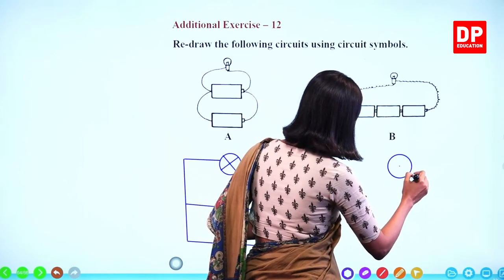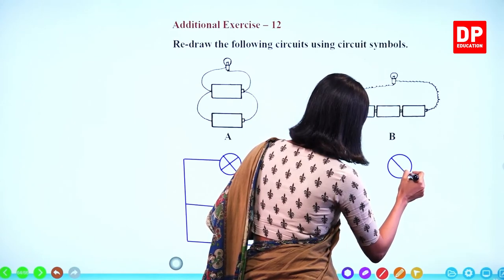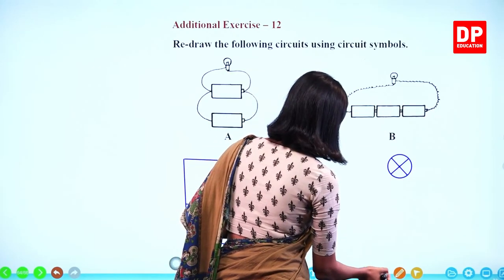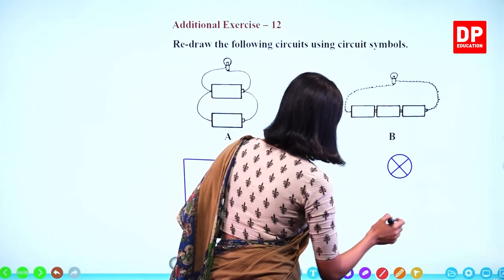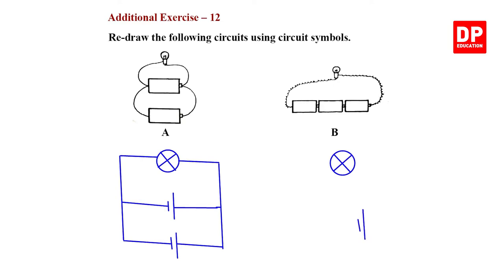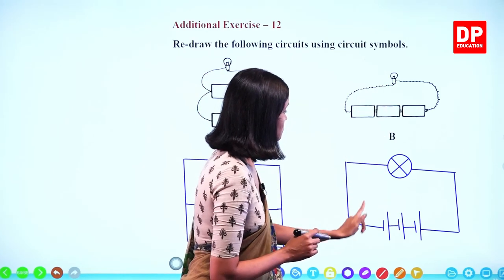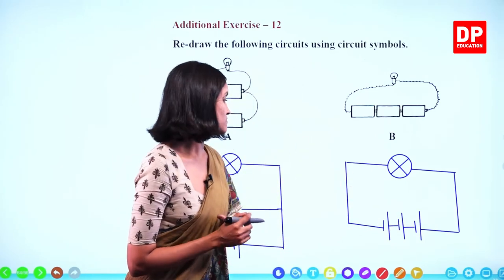The bulb and three dry cells, this side positive, this side negative. Connective wire. Okay, children. Electric bulb, three dry cells connected with wire. Okay. This was an easy one. We'll move on to the next.